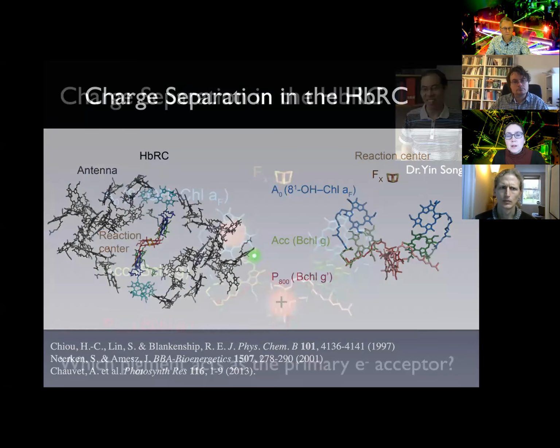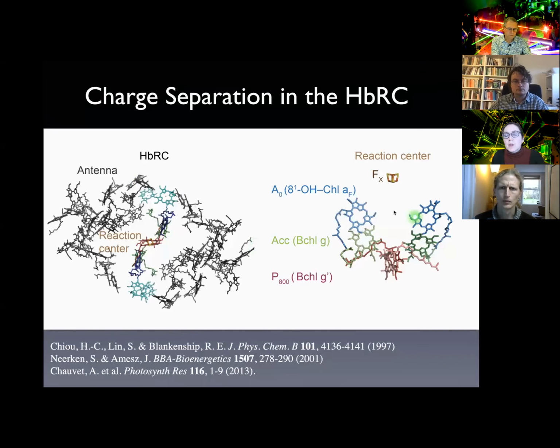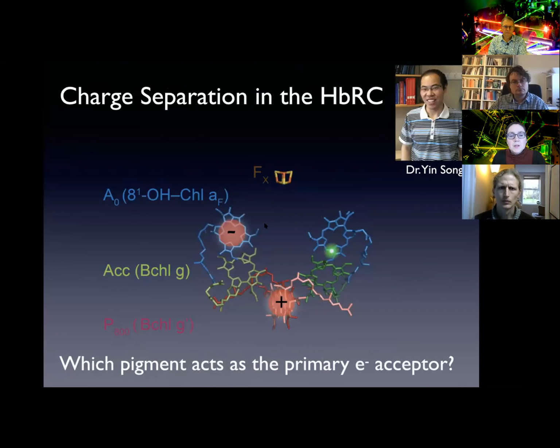But interestingly, for the spectroscopist, there's also these chlorophyll A pigments. And prior to the resolution of the crystal structure, it wasn't really known where these were located. It's exciting that they're in the reaction center because that opens up some nice opportunities for studying the charge separation in this system. Okay, so we were interested in using 2D spectroscopy to answer the question of which pigment is acting as the primary electron acceptor in this system.